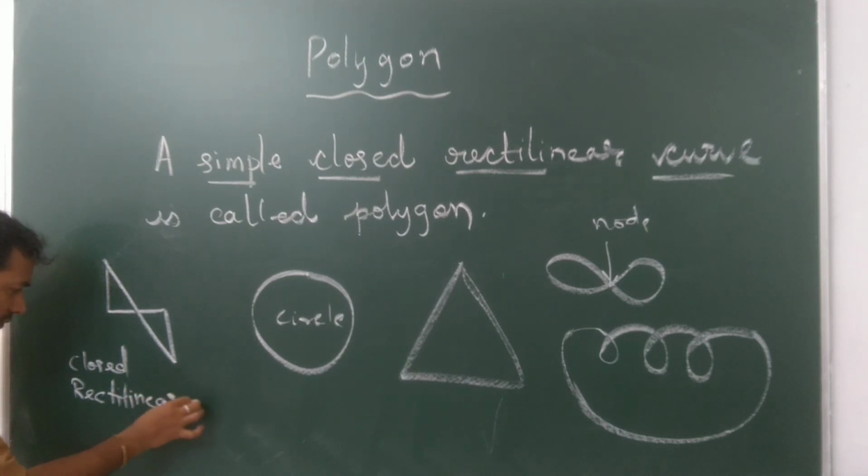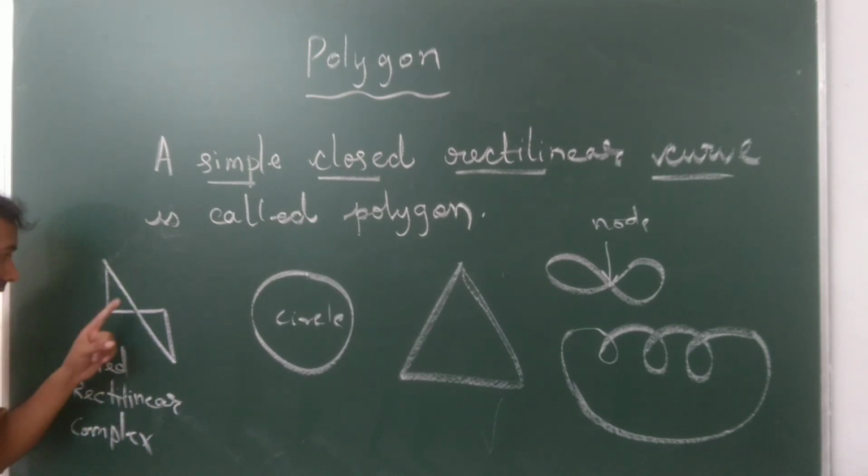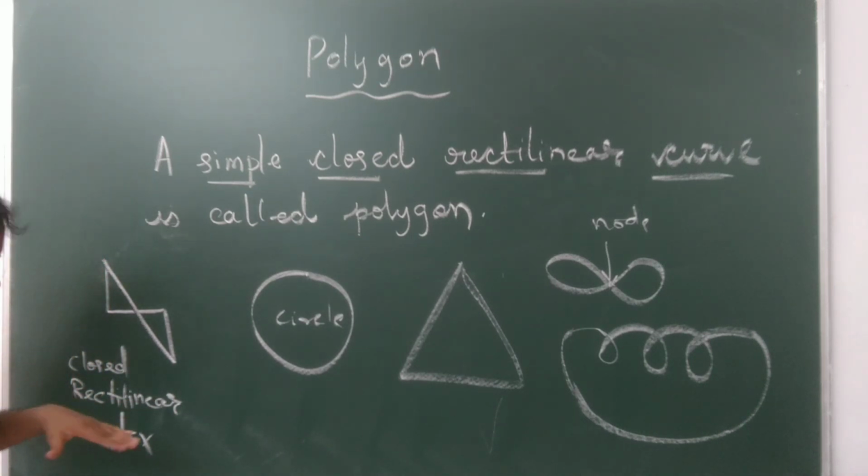Next, is it simple? No. Complex is not simple. Next word. It is closed curve. Yes, closed curve. It is rectilinear curve. Yes, it is rectilinear curve. It is open? No, it is not. Already we have told that it is a closed curve, so we cannot say open curve. And you can see that it is closed only.